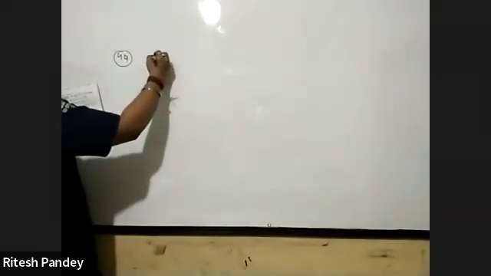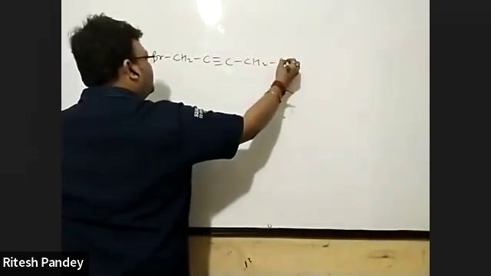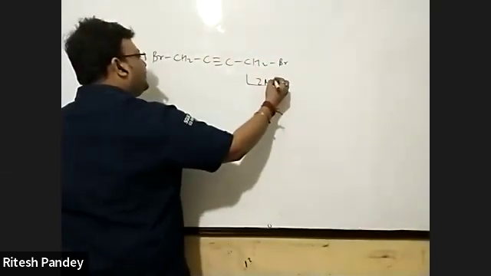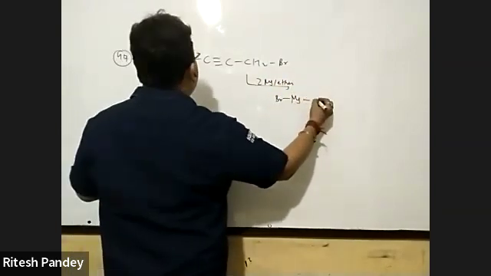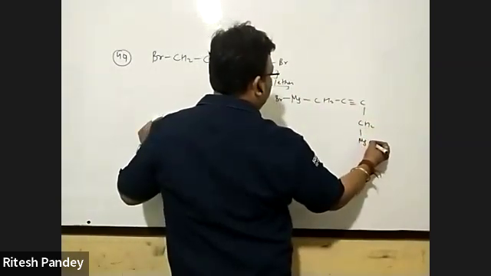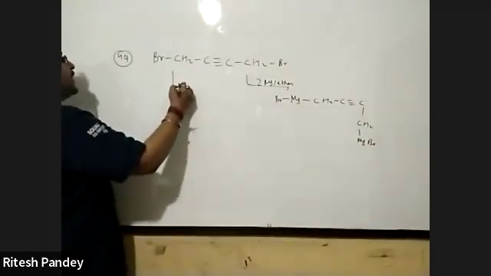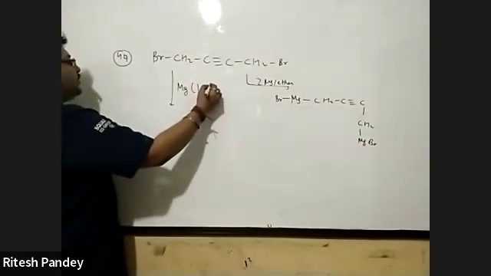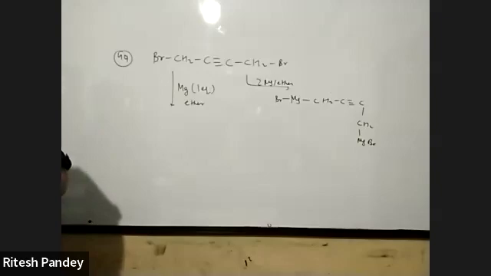So you have a compound like Br, CH2, C triple bond C, CH2, Br. Now 2 moles of magnesium in ether, an excess, will make this MgBr and this MgBr as well. There is no problem in this. Kids, say yes or no. But the real question is, what if you have one equivalent of magnesium? Okay? Effectively one magnesium, then what will happen?